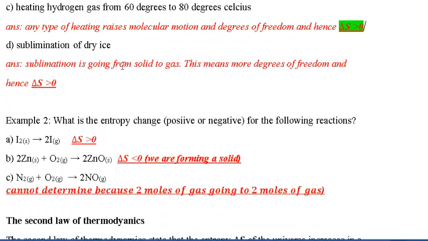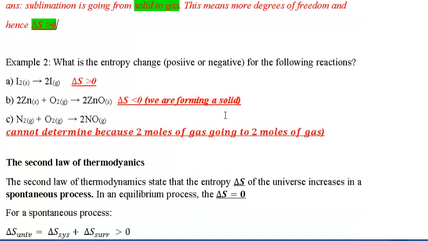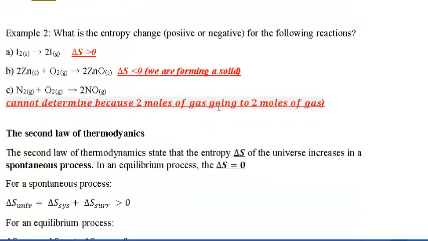Sublimation. Sublimation is the transformation of a solid to a gas. So solid is ordered, gas is disordered, so the change in entropy of the system will be positive. What about reactions? So let's look at the entropy change for the following reactions. I2 solid going to 2 moles of I gas. Okay, solid to a gas. Look at the states. Going from a solid to a gas, yes, that's more disorder. That's an increase in entropy.